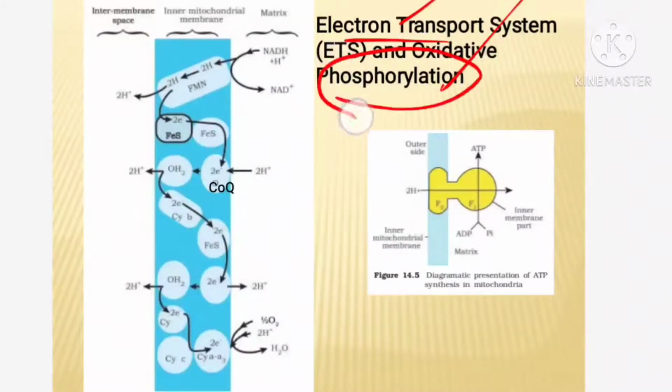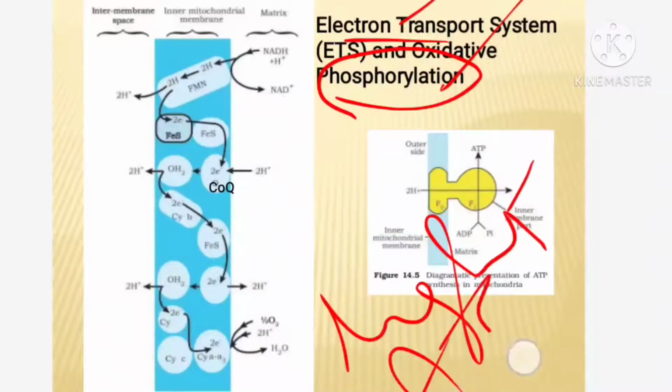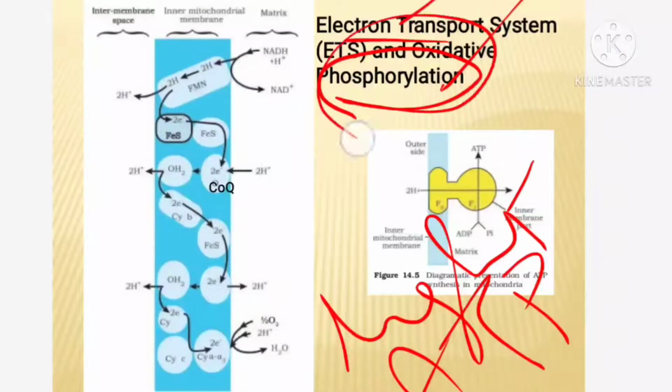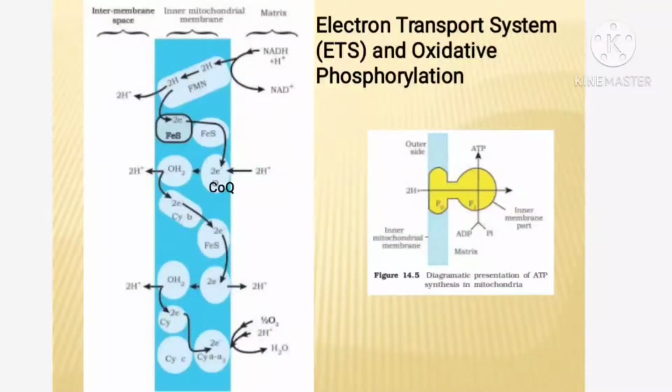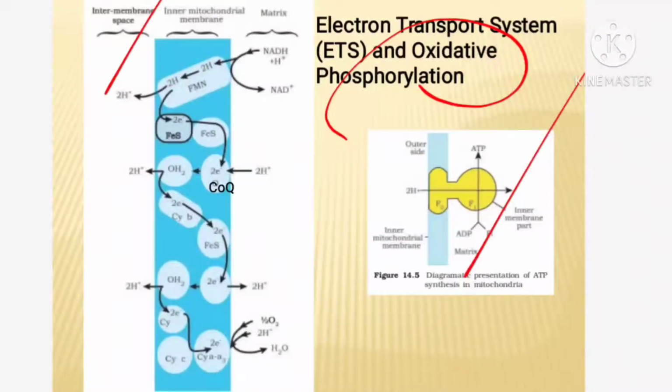You know what phosphorylation is, isn't it? You have already learnt phosphorylation in photosynthesis. Photophosphorylation you have learned, isn't it? With the help of light, what is generated? ATP is generated. So, that one we call photophosphorylation. Here light energy is not used; here electrons are used for generating the energy, that is ATP. That is why we give the term oxidative phosphorylation. So, we will be discussing two concepts. One is the electron transport system, and the next one is oxidative phosphorylation.